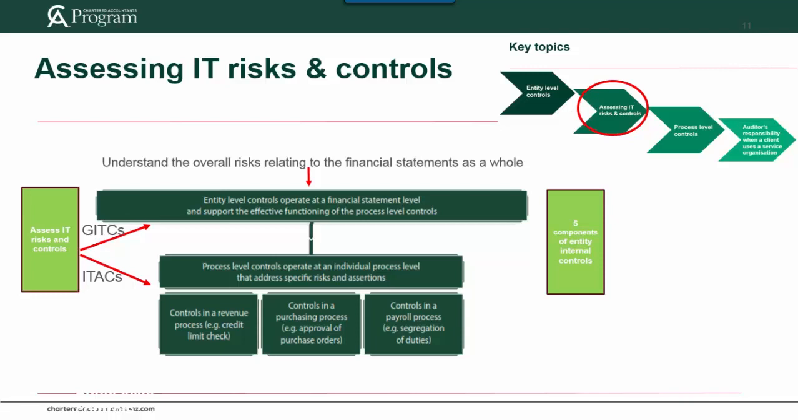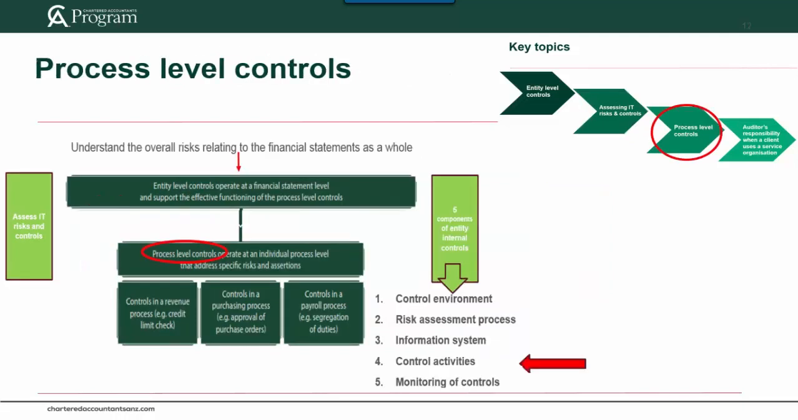If GITCs are not in place, then it may be pointless to assess IT application controls. So what's the point of checking IT controls in the sales application, for example, if changes had been made to the sales program without proper authorization? This leads us nicely into the third key topic of Unit 4, which is process level controls. And as mentioned earlier, this focuses on the control activities component.